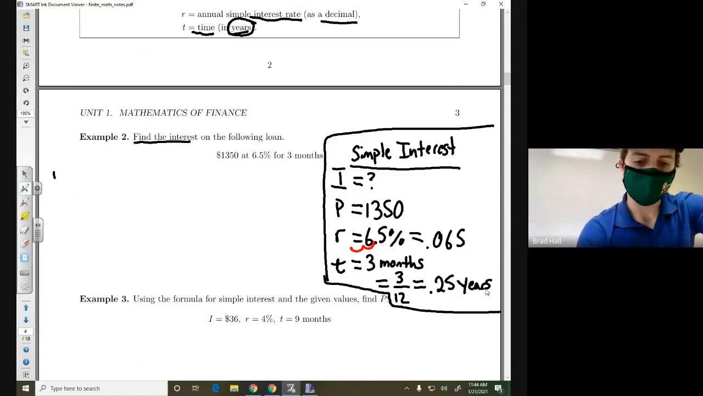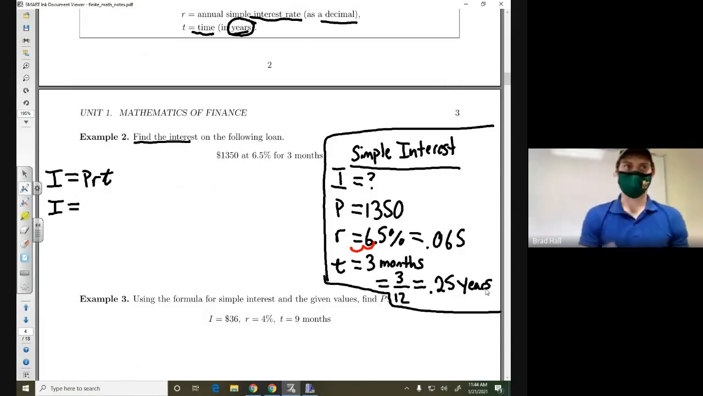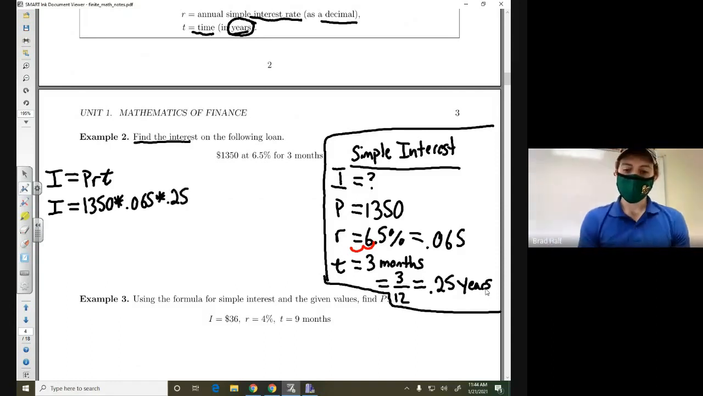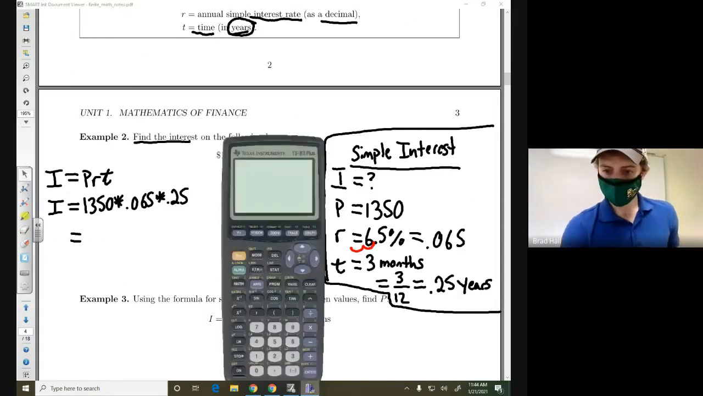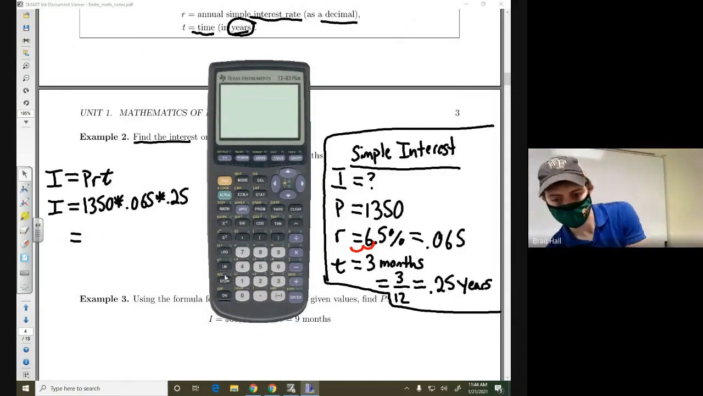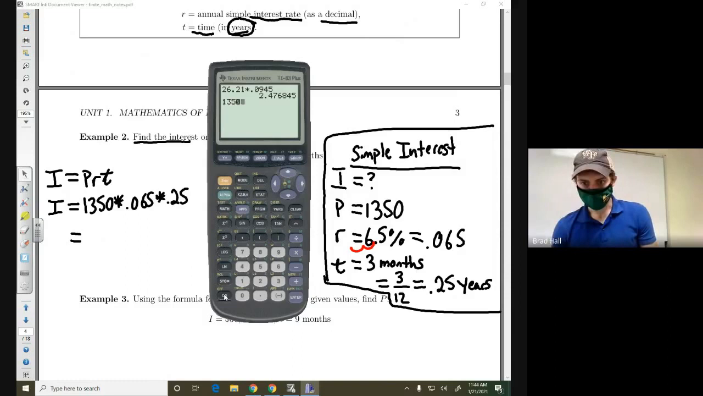And now when we write this formula, we don't have to worry about anything except plugging everything in. I wrote the formula first, just to remind myself. The P is 1350, the R is 0.065, and the T value is 0.25. And guess what? It's calculator work from here. I see 3 numbers multiplying each other, so I'm going to multiply those together using this virtual calculator. So 1350 times 0.065 times 0.25.